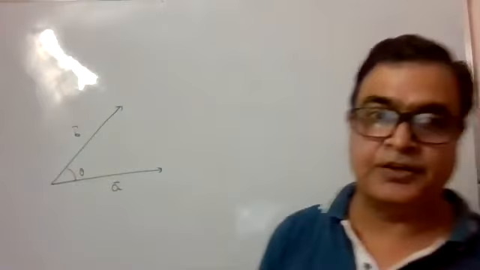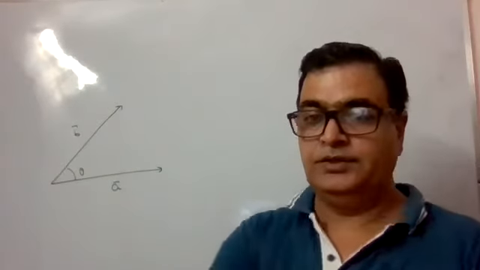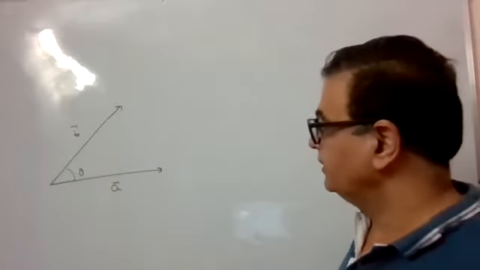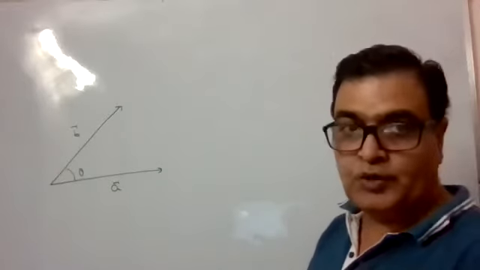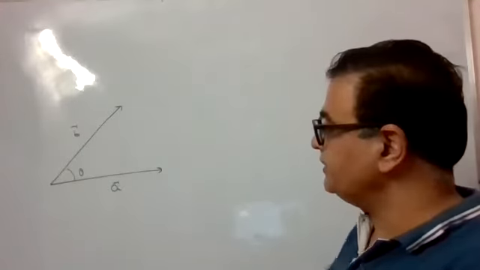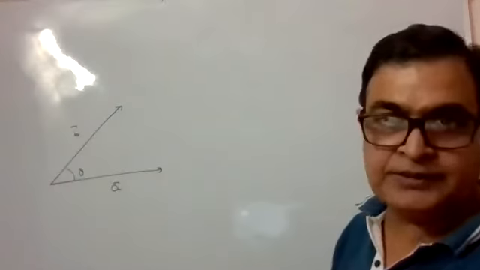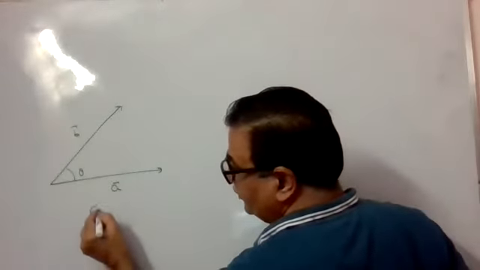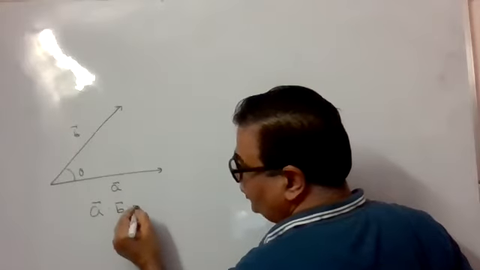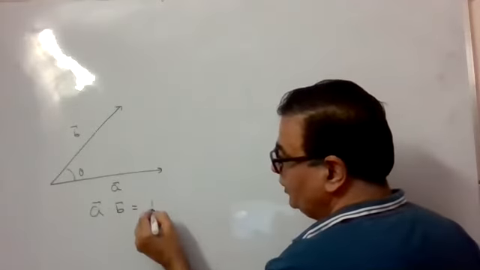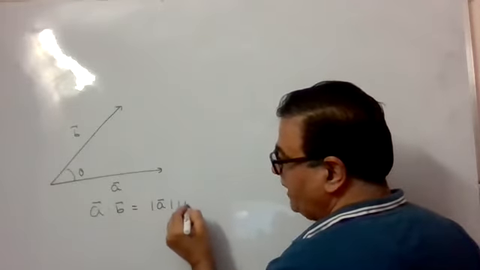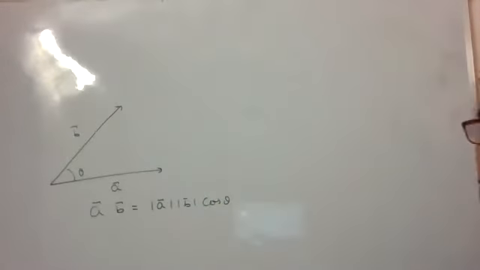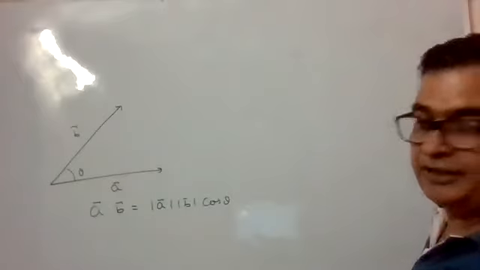Yes, last time we started with the dot product definition, and a few properties we have discussed. I'll just simply revise it. A and B are two non-zero vectors. Then their dot product will be denoted by A dot B, and this will be equal to magnitude of A, magnitude of B cos theta, where theta is the angle between the two.